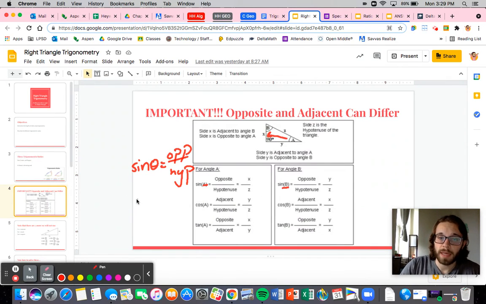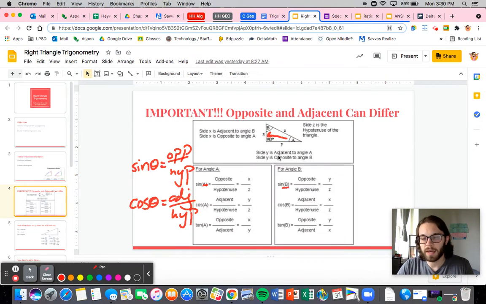Similarly, with cosine, we're dealing with adjacent over hypotenuse. So if I look up at my triangle here, the adjacent side is the one right next to the angle that's not the hypotenuse. All right. So for example, if we're using A, the adjacent one will be Y, and Z is still the hypotenuse. If we were using B, the adjacent one would be X. All right. As you can see, these are flip-flopped.